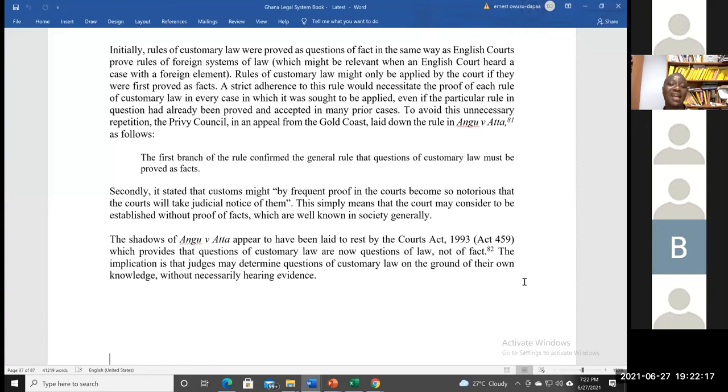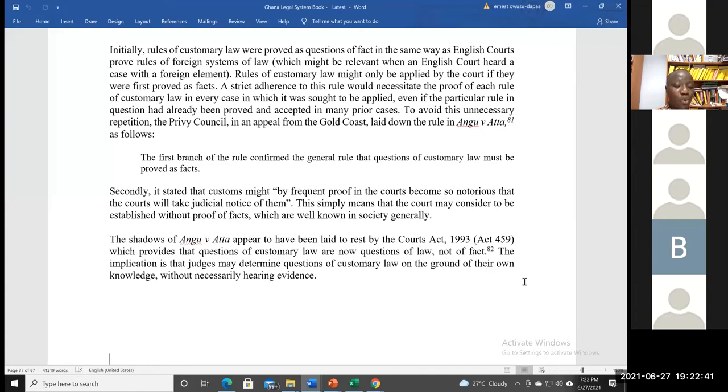So that is another challenge to customary law: if there's a particular customary law and it is seen to be out of step or not in conformity with the Constitution, that will be struck down, as it were. And finally, how we prove the existence of customary law.